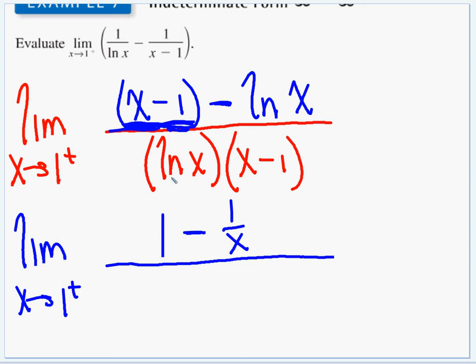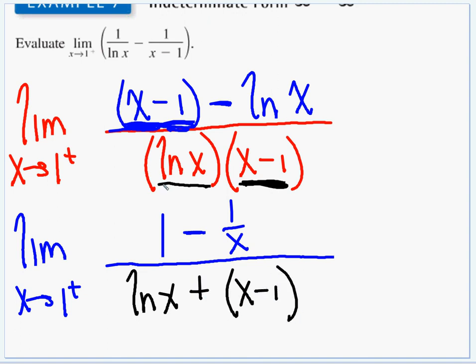Down in the denominator, we're going to have to do product rule. Let me switch to black ink. So we've got the first, ln of x, times the derivative of the second. The derivative of the second would be a 1, plus the second thing, x minus 1, times the derivative of the first. Derivative of natural log x is 1 over x.